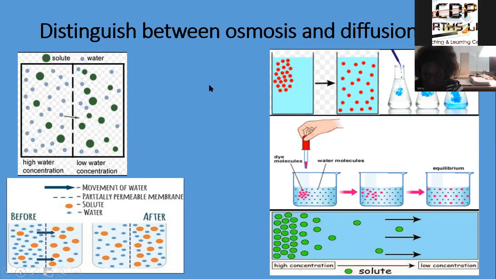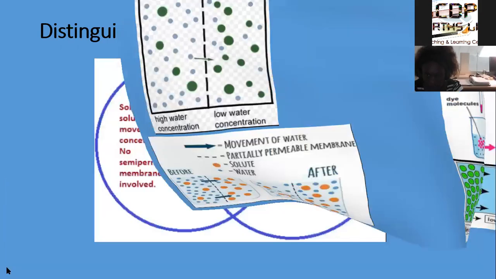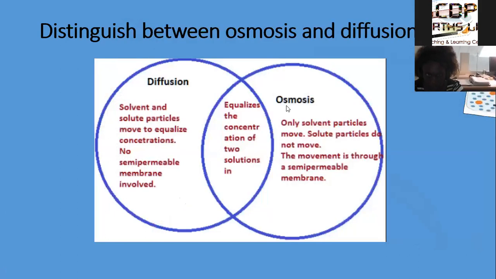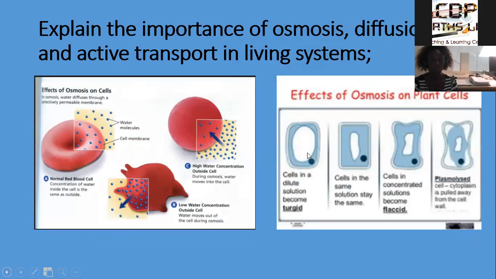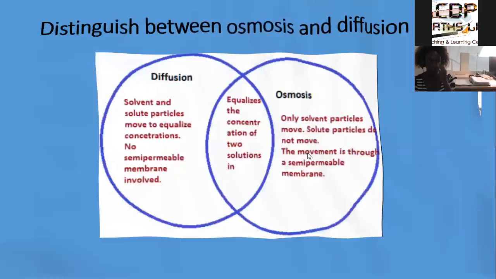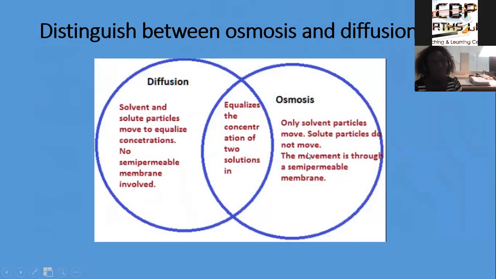Good. Now, the diagram. All right. I want you to record the information in this diagram quickly. Write it down, because this diagram does answer the question: distinguish between osmosis and diffusion. Give me a second there, please.